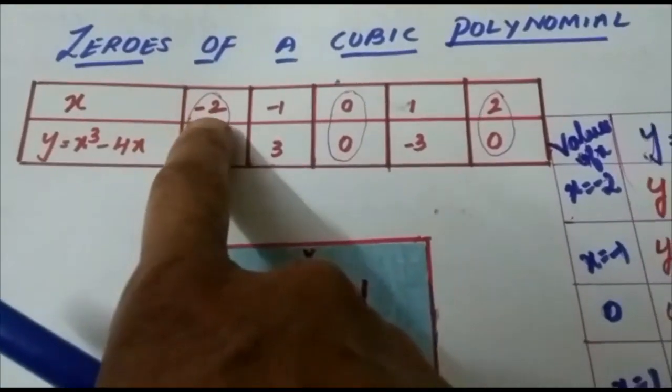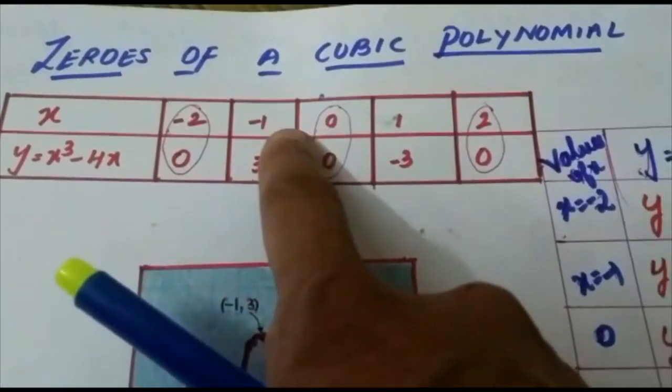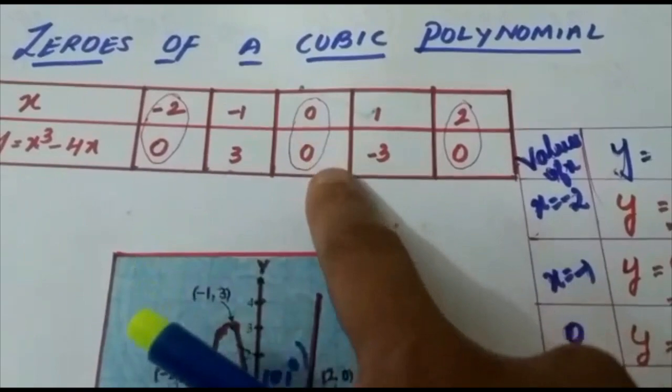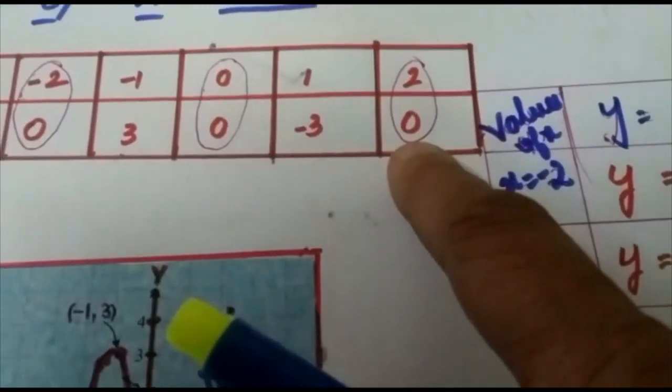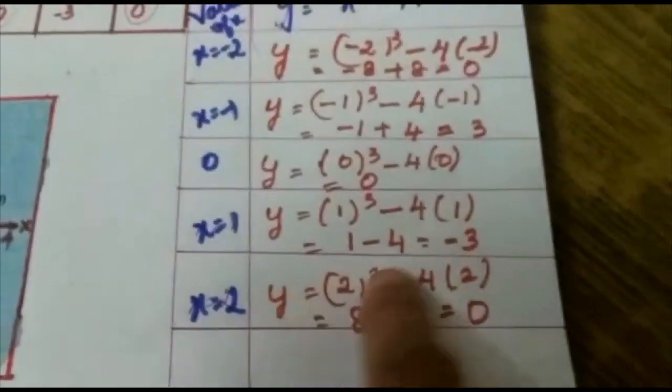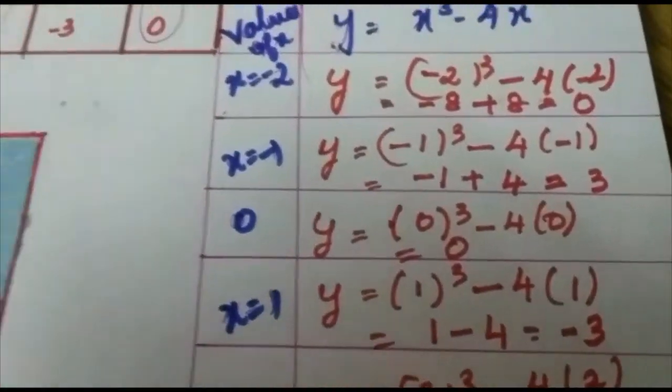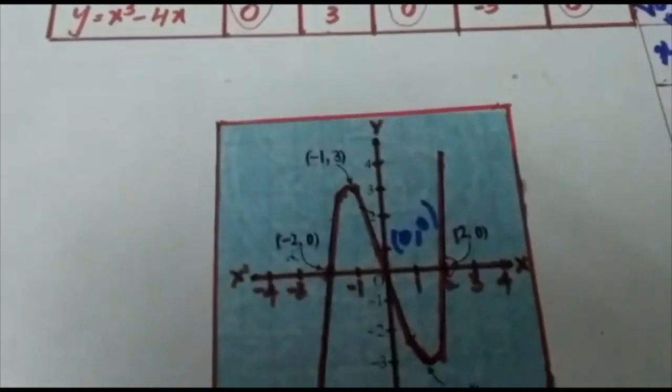For x equal to minus 2, I am getting 0. If you take minus 1, I am getting 3. For 0, you get 0. And for 1, you are getting minus 3. And for 2, you are getting 0. The calculation is the same as you did for the quadratic polynomial. Now, you are going to plot these points on a graph.